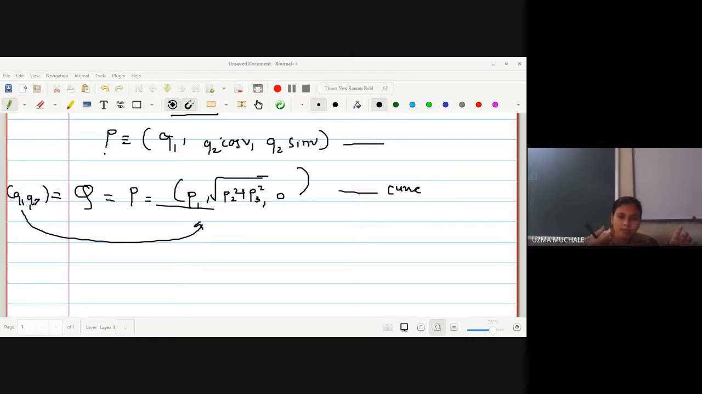Now the same point p1, p2, p3 is on the surface, which is given by q1, q2 cos v, q2 sin v, and the same point on the curve will be given by p1 and under root of p2 square plus p3 square, because your y coordinate is your q2, and we have written q2 in the format of p1, p2, because we need a resemblance: what is that point p on the curve, and what is that point p on the surface.